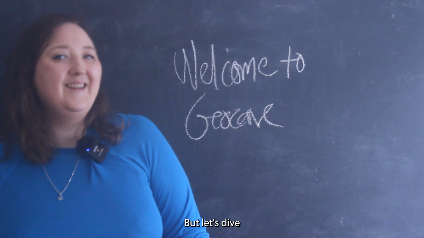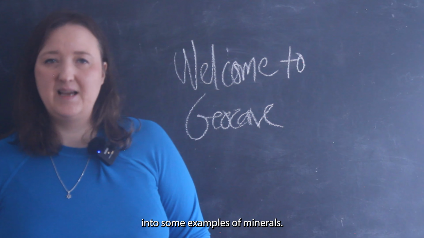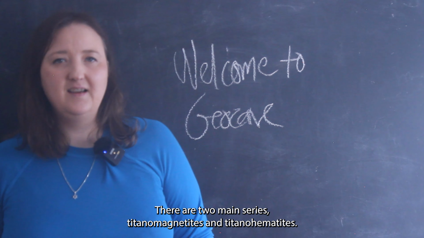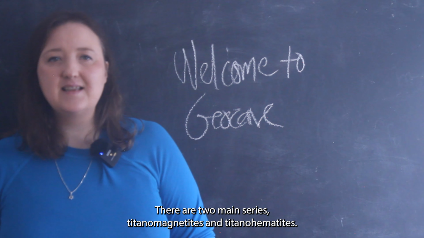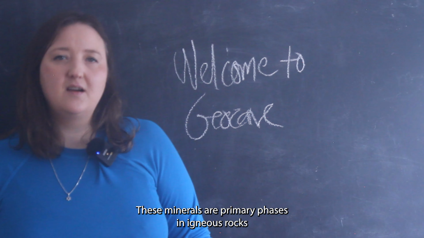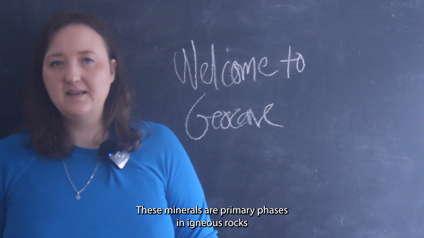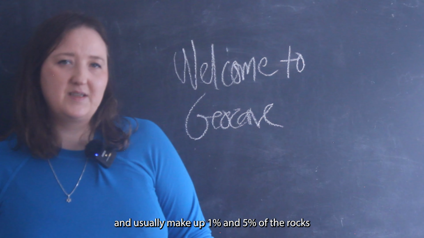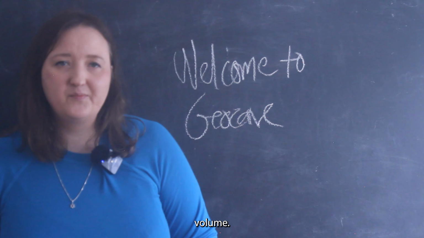But let's dive into some examples of minerals. There are two main series, titanomagnetites and titanohematites. These minerals are primary phases in igneous rocks and usually make up 1% to 5% of the rock's volume.